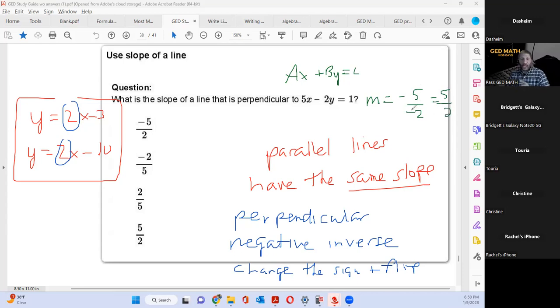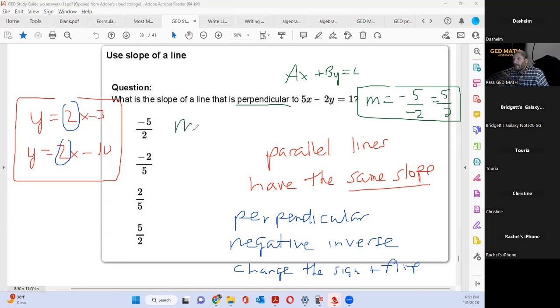What most people do is they rush and go select option D. Read the question carefully. It said, what is the slope of a line that is perpendicular to this line? It's 2/5, but first you have to find the slope of that line. And the slope of that line is 5/2. Does everybody understand that?